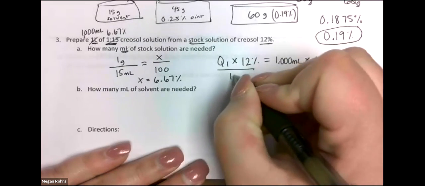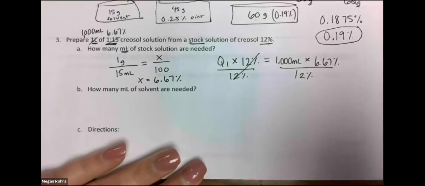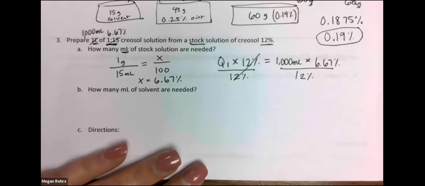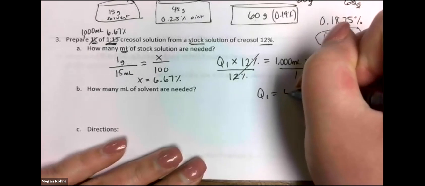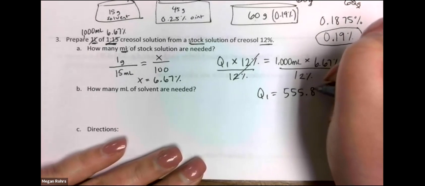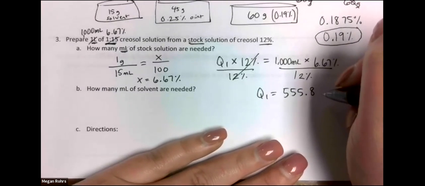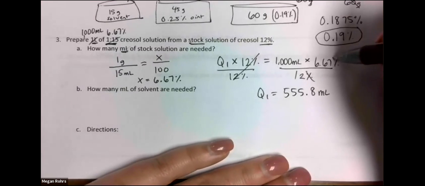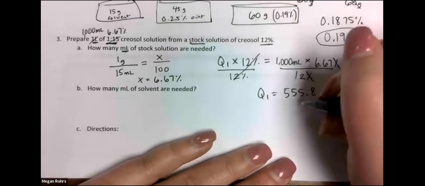So to get Q1 by itself, divide by 12% on both sides. So 1,000 times 6.67. Leave that in your calculator and then divide that by 12. That leaves us with 555.8. I'm just going to leave it at the nearest tenth of a mil, 0.8 milliliters, because remember that's our quantity here, and those percentage signs would go away. We'd be left with mils. So we wanted 555.8 mils of stock.